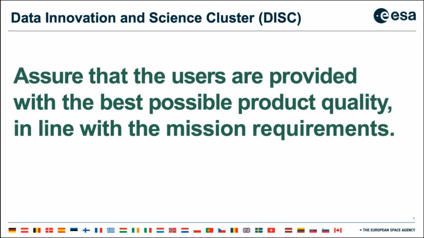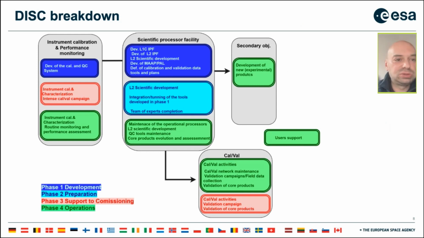If we go into more detail to understand how this goal is ensured, well, it's ensured by accomplishing a numerous amount of tasks. And here, in the case of FLEX, we split this activity into 4 phases, 2 of them before the launch, development and preparation, and 2 of them after the launch. On the other hand, these tasks can be split into 3 main categories, as you can see from the gray boxes: instrument calibration and performance monitoring, scientific processor facility, and CalVal. And in addition, we will also try to address secondary objectives that are related to development of new experimental products.